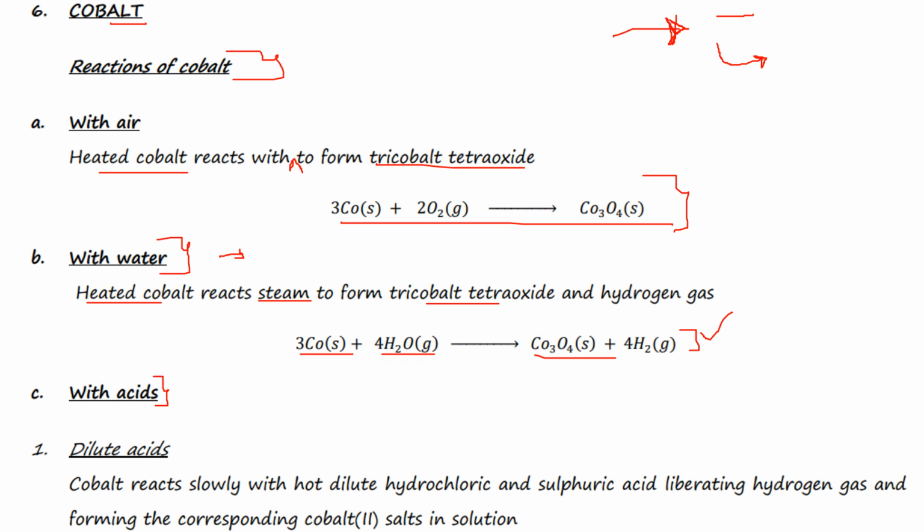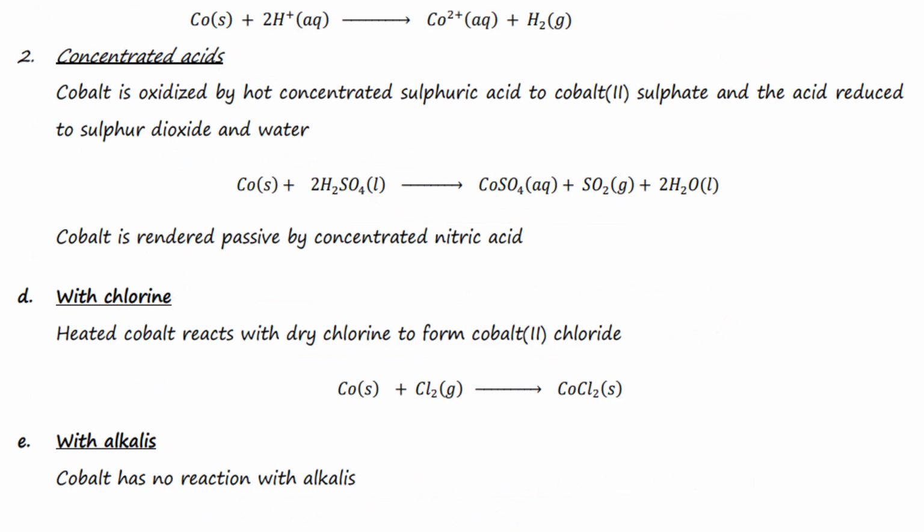Now first of all, you're going to start with dilute acids. Now we're going to say that cobalt reacts slowly with hot dilute hydrochloric acid together with sulfuric acid, liberating hydrogen gas, and also it forms slowly the corresponding cobalt 2 salts present in solution. And the general equation that you're going to have for that is going to be the cobalt existing in the solid state reacting with the hydrogen ions or the protons to represent an acid, either dilute hydrochloric acid or dilute sulfuric acid, so as to form the cobalt 2 salts together with hydrogen gas.